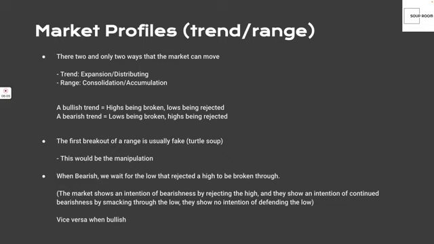This would be considered the manipulation leg. I'm sure a lot of you know AMD, accumulation, manipulation, distribution. The turtle soup will always be manipulation. When bearish, we wait for the low that rejected a high to be broken through. The market shows an intention of bearishness by rejecting the high. You see, we'll get electrocuted by that high, pushing price back down. They show an intention of continued bearishness by smacking through the low. They show no intention of defending the low.